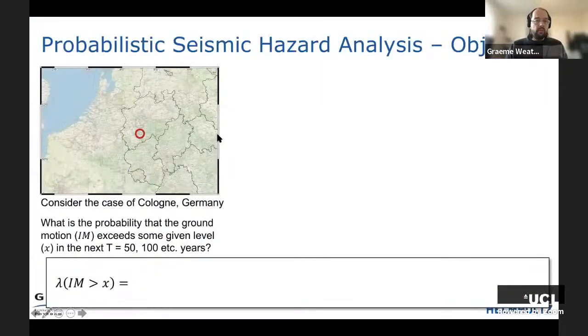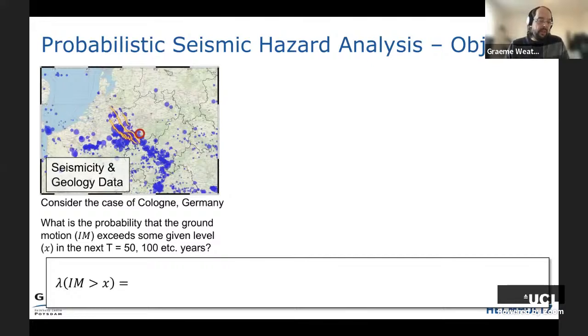So to start off, let's give ourselves a little context on what we're trying to do with seismic hazard assessment, and what our main objectives are. Consider the case of a city in the country that I'm currently living in, the city of Cologne in Germany. For building design or decision-making purposes, one of the things we're trying to provide for the community are estimates of the probability of the ground motion exceeding some given level in the next 50, 100 years or further and further in the future.